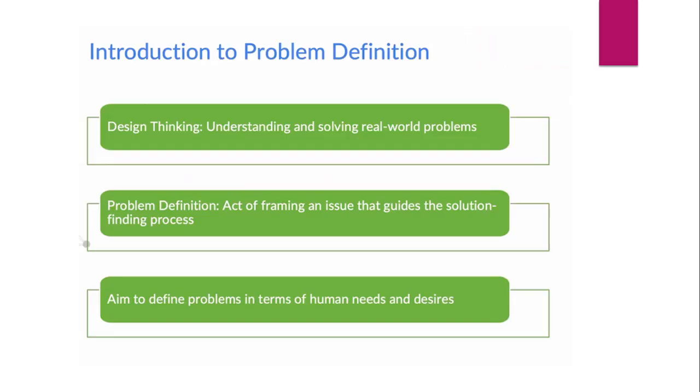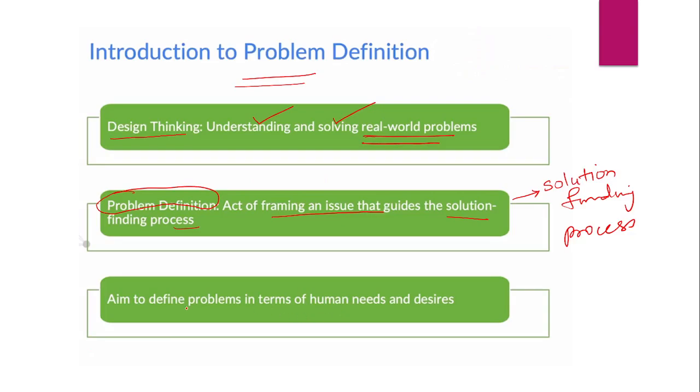So here, an introduction to problem definition. How to define the problem. The first thing you have to understand is that design thinking means understanding and solving various real world problems. Here, the problem definition is the act of framing an issue that guides the solution finding process. You have to define the problem that guides the solution finding process.